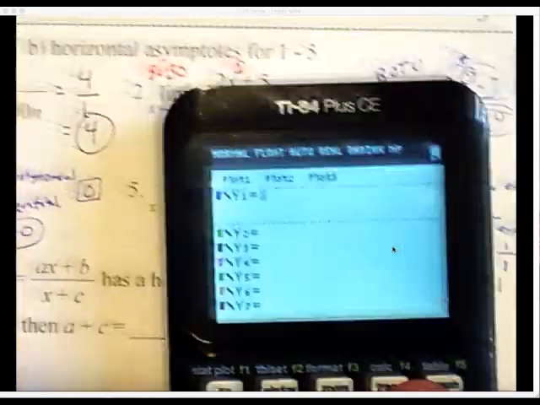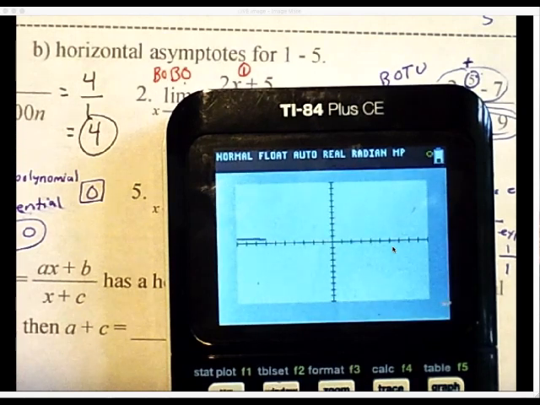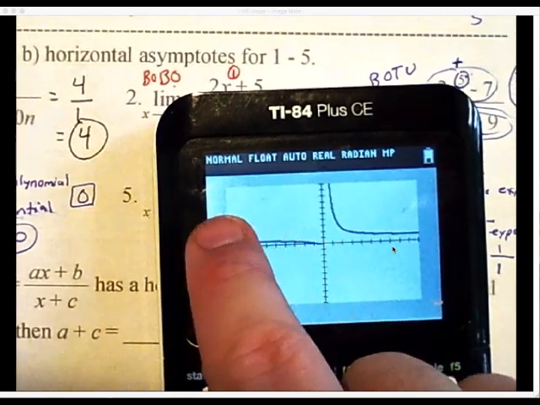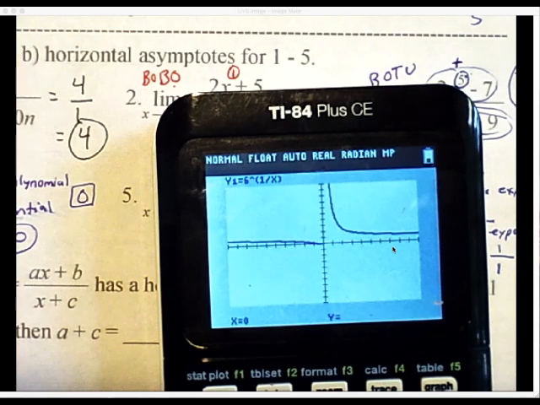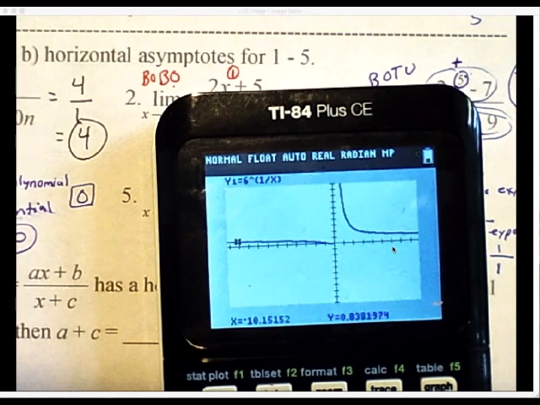So let's say I do 6 raised to the 1 over x. Let's just start with zoom standard. So that's what that graph looks like. Now it's asking what's happening as I'm approaching negative infinity, going out here. So if I trace and go out, I go further and further and further to the left. Okay, what are these y values doing? Well, there's some decimal, they're getting a little bit bigger.